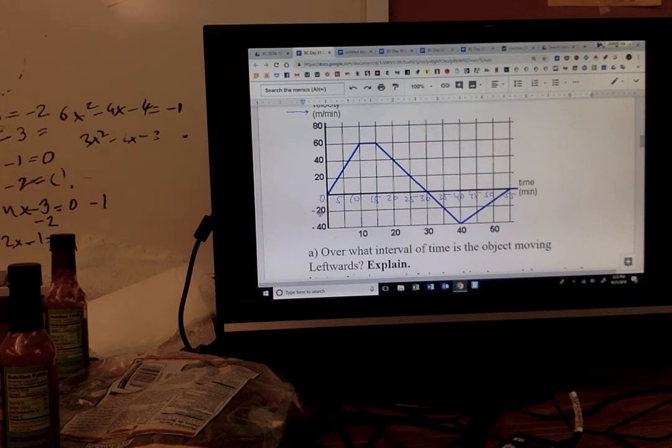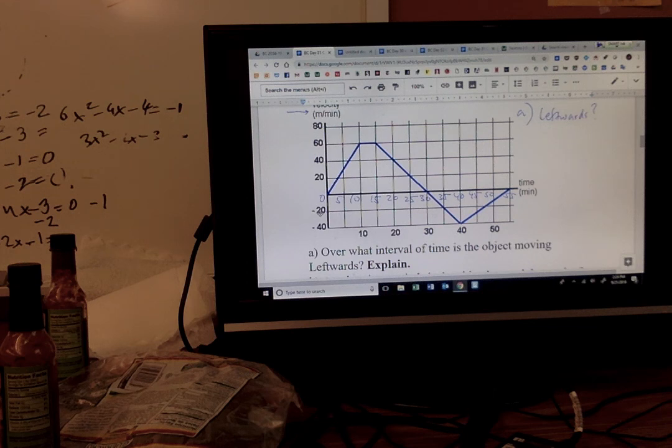So we'll do part A. It says, over what interval is the object moving leftwards? I'm just picking a few questions. Nobody speaks. Don't look at the graph. Think of the concept first. If the object is moving leftwards, what must be true? Louder. Velocity is less than 0, negative.